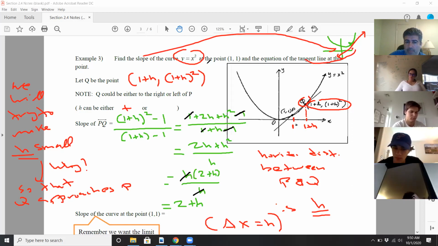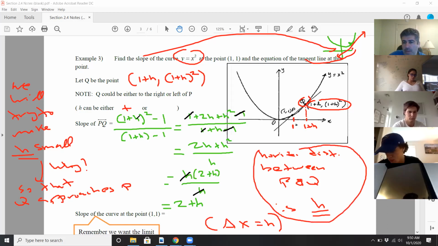In order to do that, we make up a point called Q, (1 plus h, (1 plus h) squared). H is some number that represents a horizontal distance between P and Q, right? It was just this right here. H could be positive or negative, as I mentioned before. And what we're trying to do is make h small. We're going to do that in just a sec. But initially, I just calculate the slope using all my algebra skills that I know. And to find the slope, you treat it as a limit.